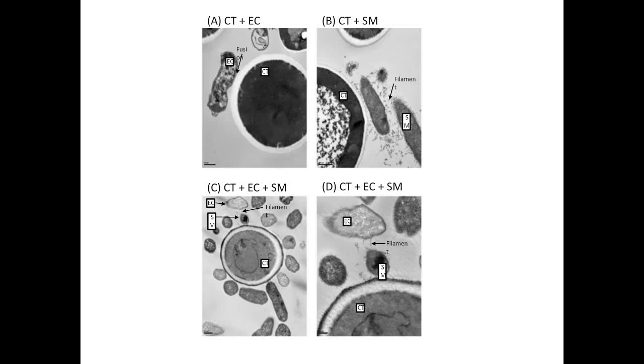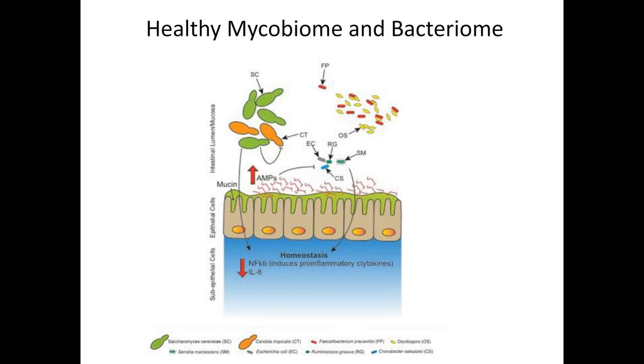I'm going to skip this one and take you to this transmission electron microscopy picture, and you can see down in C, you have a big yeast. And look at the bacteria lining themselves around it, and you can see some of them are really close together. In panel D, you can see some filaments, which in this one are SM, EC and CT, as if the Serratia marcescens is binding the three together.